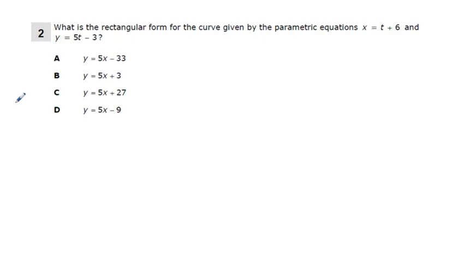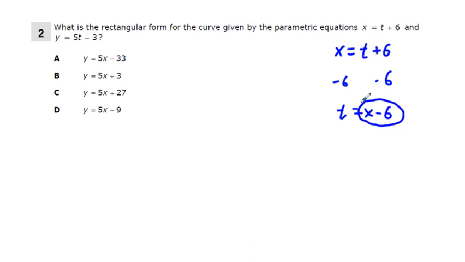2. What's the rectangular form of the curve given the parametric equations x equals t plus 6 and y equals 5t minus 3? We have all the answer choices in terms of y. What I like to do is take this equation x equals t plus 6 and solve for t. Well, to solve for t, you subtract 6, so t is going to be equal to x minus 6.